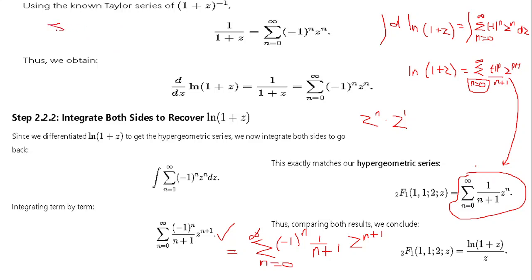Now this whole thing becomes the sum from n equals 0 to infinity. As I said, this one is just a sign, so we can ignore it. So we have 1 all over n plus 1, we have zn times z, which is z^(n+1). Look at this now. This is equal to this. So this is what we have.